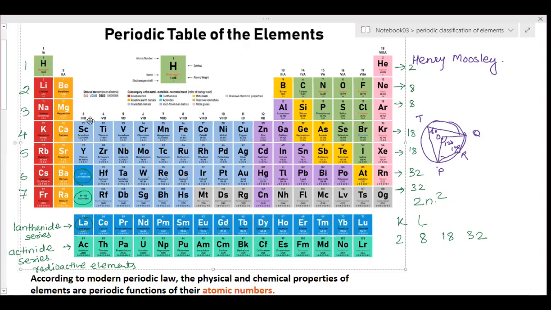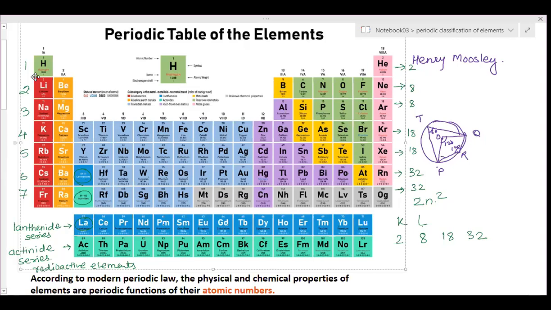You have to remember only the positions till calcium, hydrogen to calcium, not beyond that. But at least remember fluorine, chlorine, and below that bromine and iodine. And here, remember the first two. Electronic configuration you are not supposed to remember beyond calcium; till calcium only you need to remember. Right? Clear?